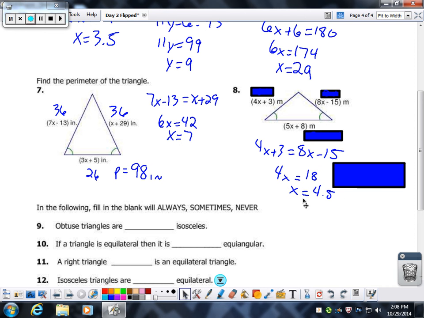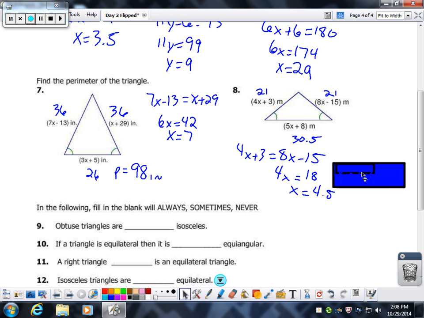Again, we have to plug x back in once we find it. 4 times 4.5 plus 3 is going to be 21. 8 times 4.5 minus 15 is 21. And 5 times 4.5 plus 8 is equal to 30.5. Again, we add all three sides together and we get the perimeter to be 72.5 meters.